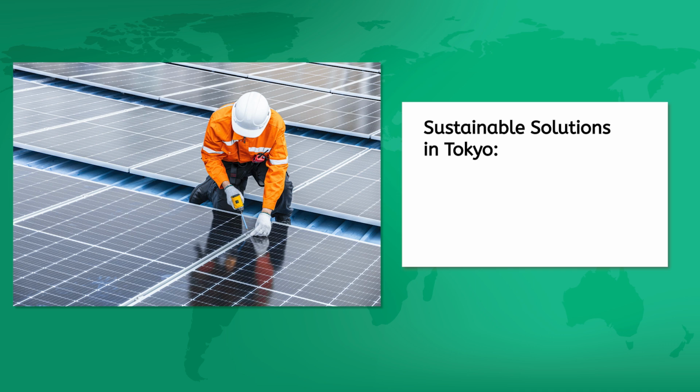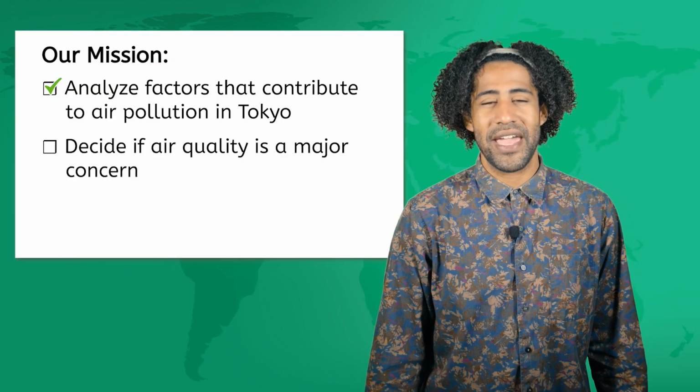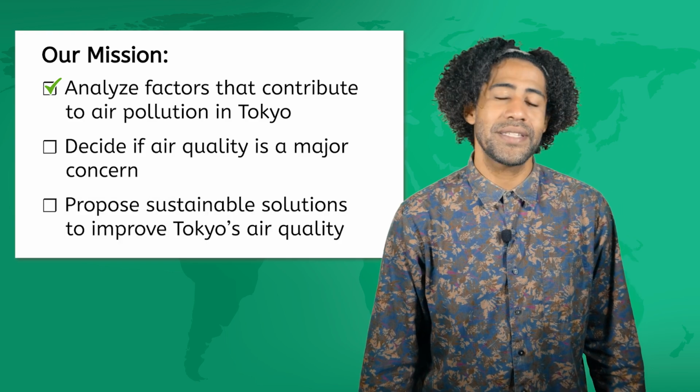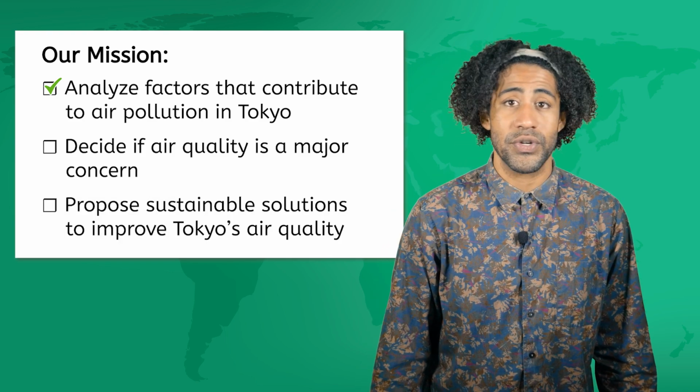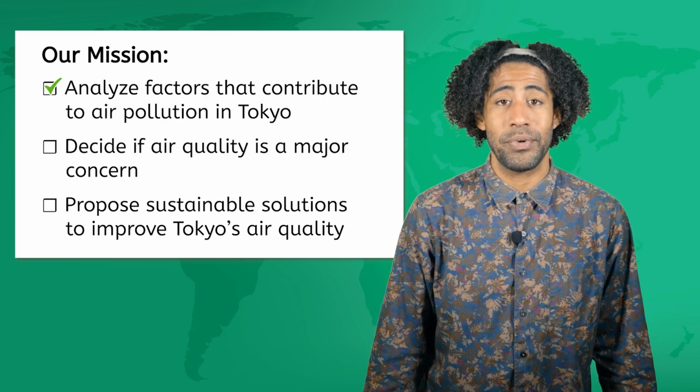Looks like they've been investing in things like renewable energy and implementing stricter industrial emissions standards. These are some excellent sustainable solutions that are clearly helping. So let's return to our mission goals. Do you think air quality is still a major concern for the city? What sustainable solutions could you propose to residents and city officials in Tokyo to continue lowering air pollution?